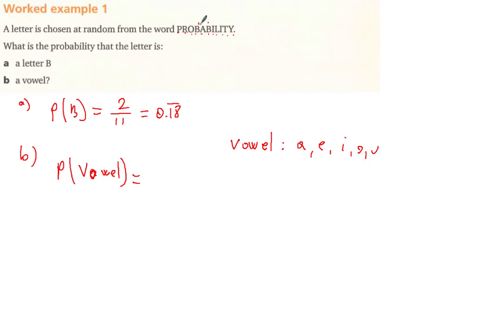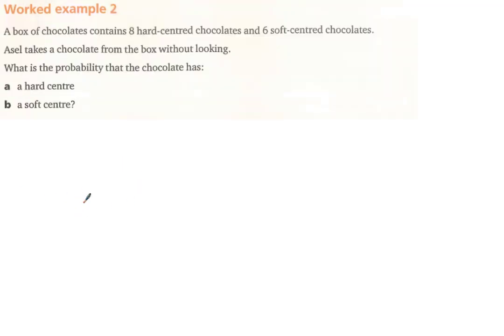So we have one O, one A, one I, another I. So we have four vowels over 11. The total number of letters in the word probability is 11. That means 4 over 11, it's 0.36 repeated. All right, let's go to the next exercise.